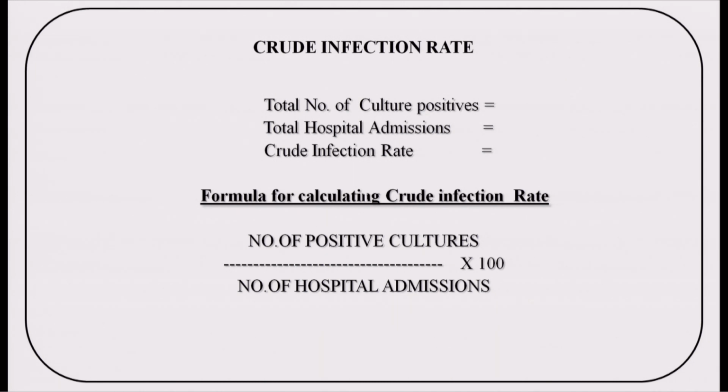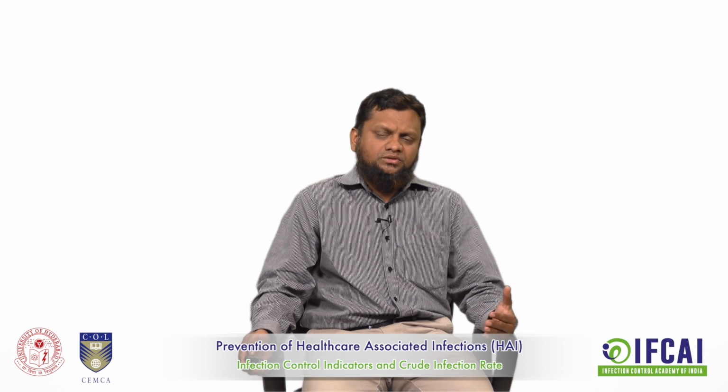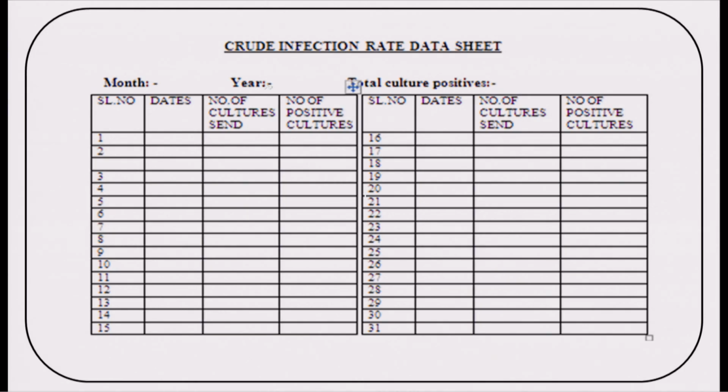Coming to the next slide, the crude infection rate data sheet. We also have a data sheet, as we have for the surveillance. In the data sheet for crude infection, we record all the details about the patient's cultures sent, the date, and when the report has come. In the next slide, the crude infection rate data sheet has the month, year, the number of cultures sent, and how many of them turn out to be positive cultures. Here I would like to tell a very important thing.